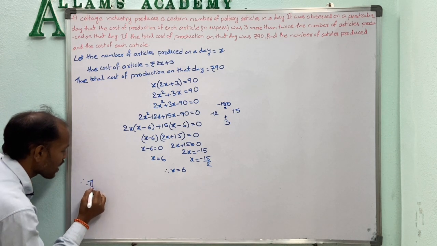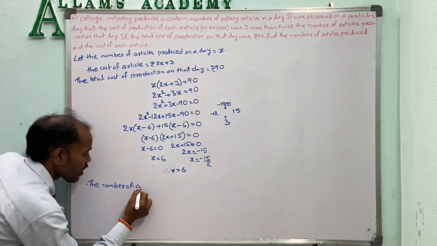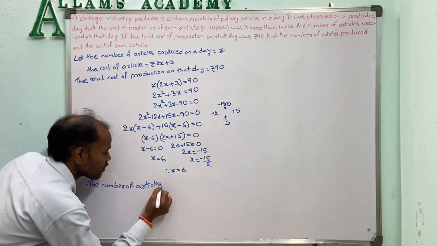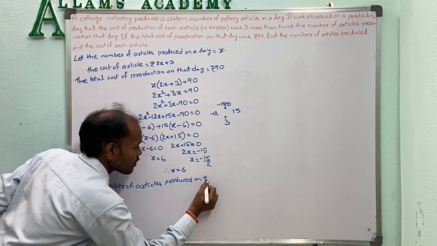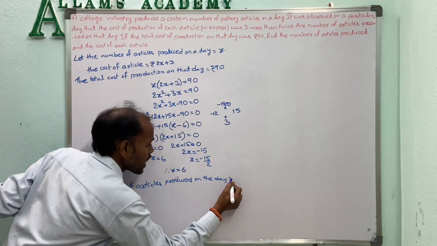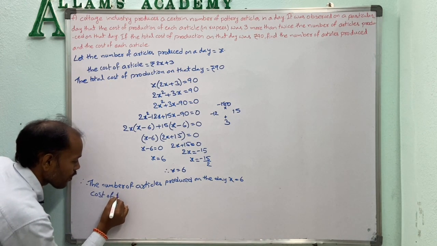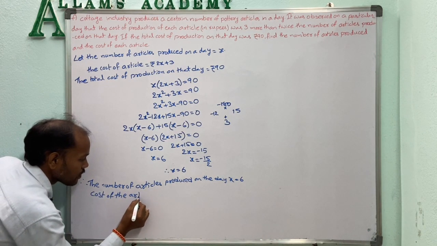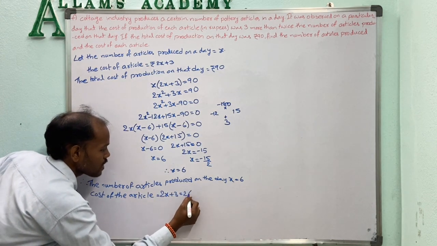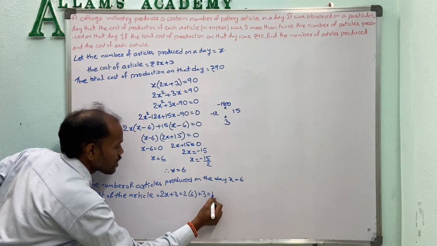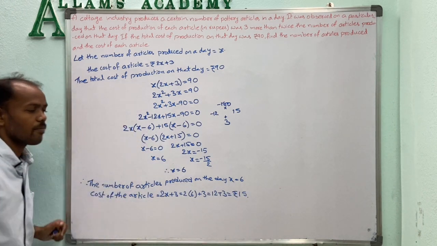Therefore the number of articles produced on the day, x equal to 6, and cost of the article is 2x plus 3, that equal to 2 into 6 plus 3. 2 into 6 is nothing but 12, 12 plus 3 equal to 15. So the cost of the article is 15 rupees.